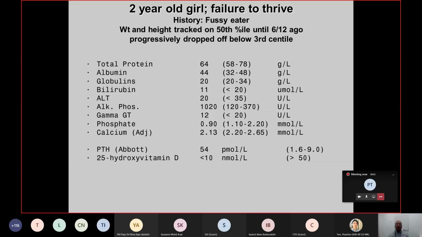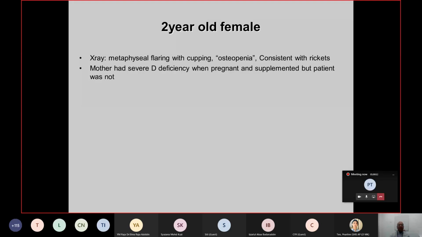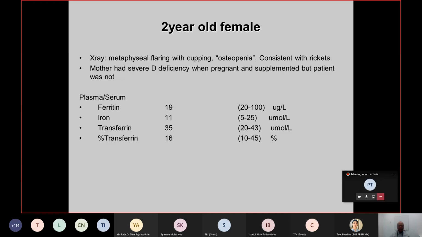Now, here is a 2-year-old girl with a history of failure to thrive, and again, adjusted calcium, which is low, not as low as the previous patient, but PTH clearly raised, and the vitamin D, which is clearly low. And look at the alkaline phosphatase. In children, the reference interval is higher, but this level is much higher than you would expect in a girl of this age. X-rays showed metaphyseal flaring and cupping consistent with rickets. The mother had severe vitamin D deficiency when pregnant and was supplemented, but the baby wasn't. And she also had a mild iron deficiency and was treated with vitamin D and iron supplementation.